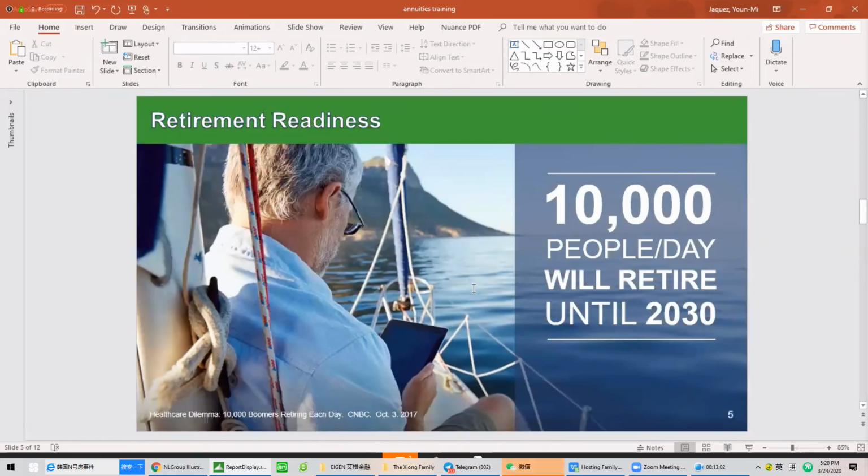So why am I saying this? Every day, right now in America, 10,000 people are retiring every single day until 2030. So that's a lot of people who are retiring every single day.